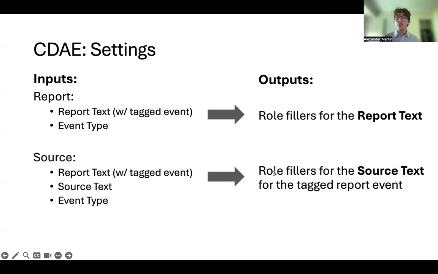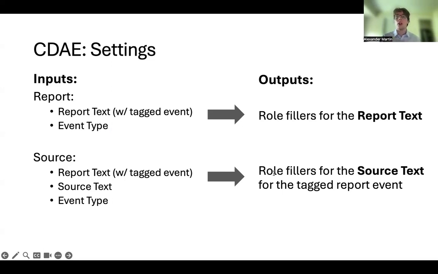Then we have the source setting, which is the true cross-document argument extraction setting, where we take the report text with the tagged event, the source text, and the event type, and we look to fill the roles for the source text based on the tagged report event. And since the report setting is normal document-level event extraction, we'll only focus on the cross-document setting for the rest of this short presentation.